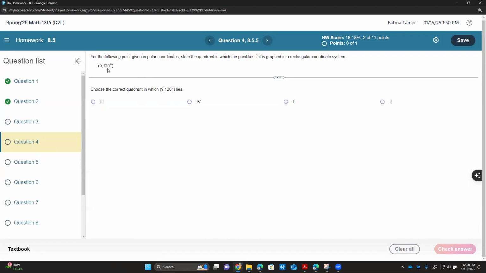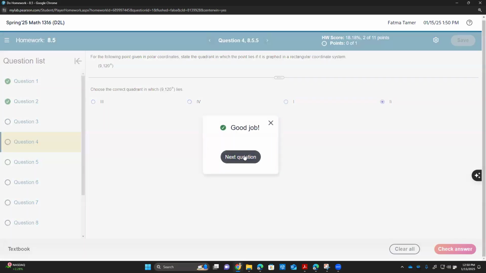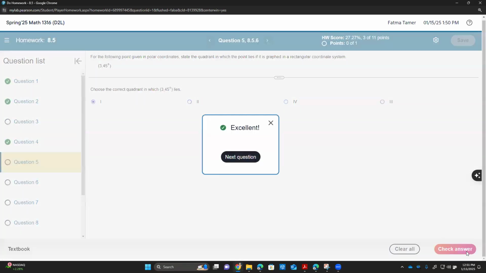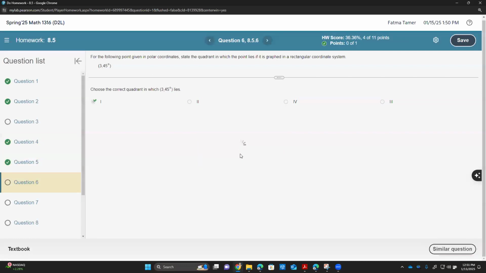If we locate the angle first, 120 degrees is in the second quadrant, and its r value is positive, so we're not going to get reflection. So we know that this is still going to be a second quadrant point because of the angle. Very similar question: the angle is 45 degrees, which is in quadrant 1, and the r value is positive, so I get to stay in quadrant 1 since I don't have to take the reflection of the point.